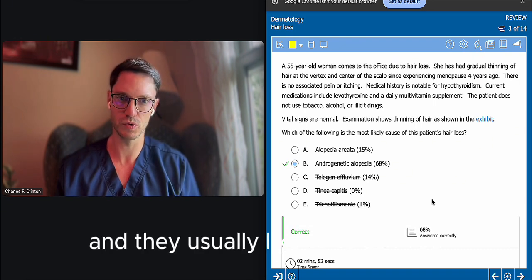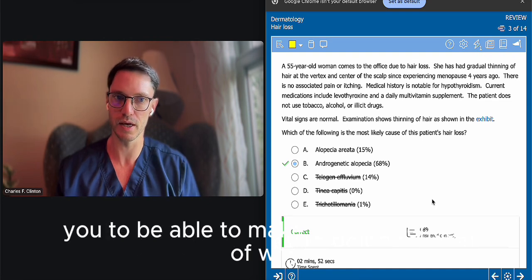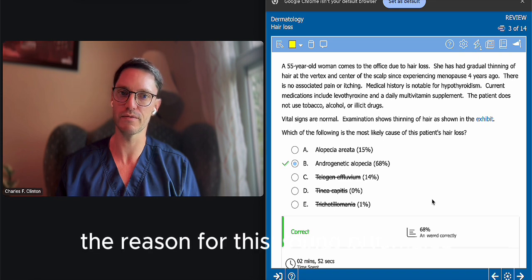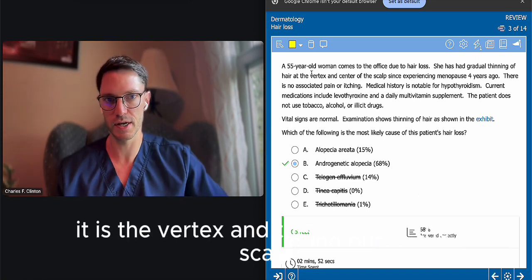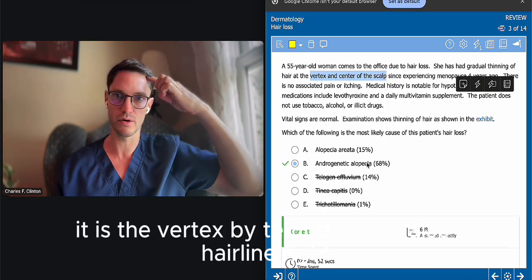And they usually like to ask you, they're always going to ask this on the test, and they're going to want you to be able to make the differential of why the hair loss is occurring. So the way I found out the reason for this is that in females, when you have androgenetic alopecia, the pattern is what it says here. It is the vertex and the center of the scalp. While in males, it is the vertex, bitemporal, and also hairline, right?